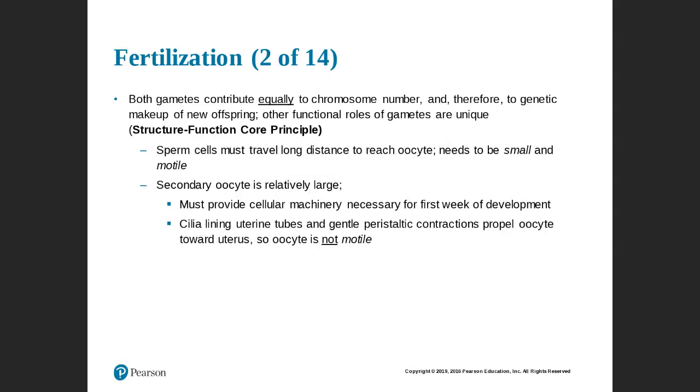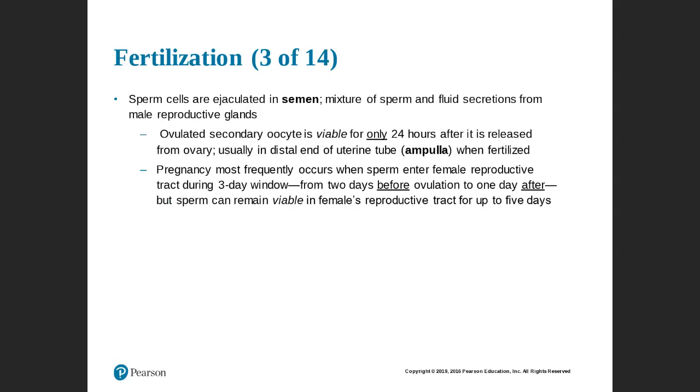week of development. The cilia lining the uterine tubes and those gentle peristaltic contractions of the oviduct will help propel the oocyte toward the uterus. So the oocyte is really not motile at all. It depends on those currents that are created by those ciliated epithelial cells that line the oviduct. Whereas the sperm are extremely motile, okay, by that stage.